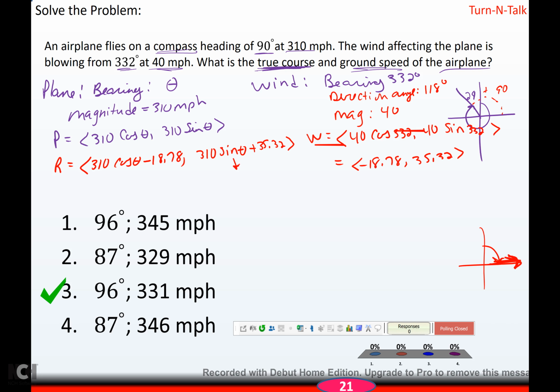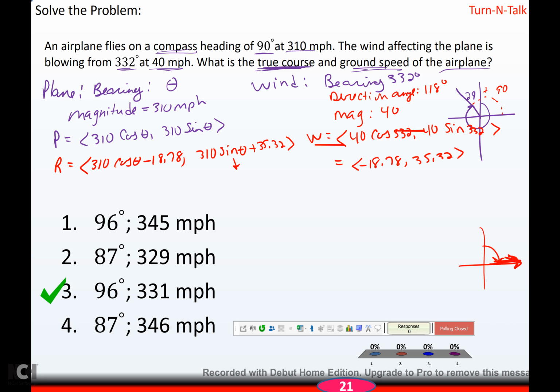So from x it would be negative 6.54. From north, that would be 90 plus 6.54, which gives me a direction angle of about 96 degrees. And then to get the speed, I'm going to take the magnitude of r. But again, before I do that, I've got to plug in my theta right here. So r would be 310 cosine of negative 6.54 minus 18.78, comma 0.